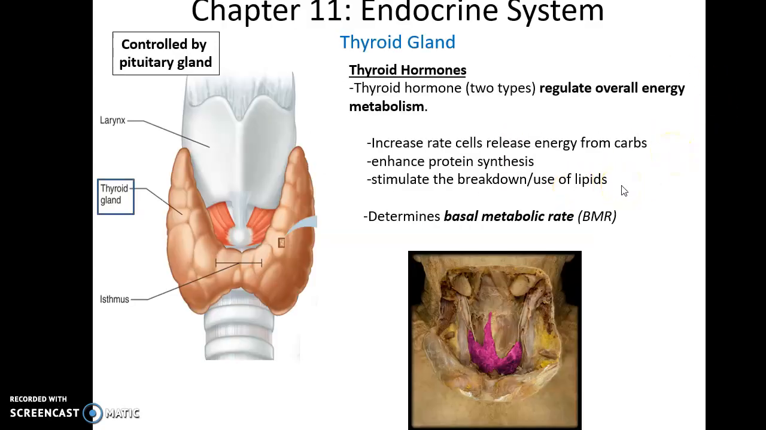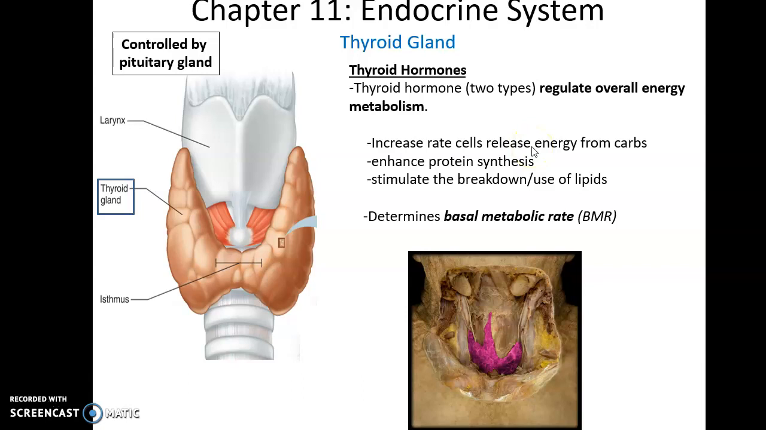So, the thyroid gland. One hormone the thyroid gland produces is the thyroid hormones. Actually, technically, it's two different hormones, but we're just going to say collectively thyroid hormone. And the release of the thyroid hormone is controlled by the anterior pituitary gland. As we know, it releases the thyroid stimulating hormone, stimulating the thyroid gland to produce the thyroid hormone.